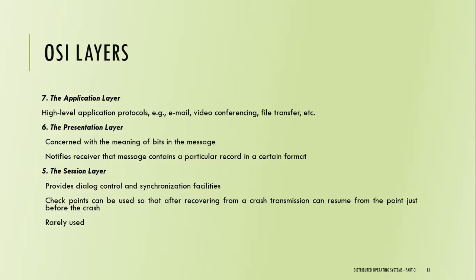The presentation layer, unlike the lower layers, which are concerned with getting the bits from the sender to the receiver reliably and efficiently, is concerned with the meaning of the bits. Most messages do not consist of random bit strings, but of more structured information such as people's names, addresses, amounts of money, and so on. Next one is the session layer.